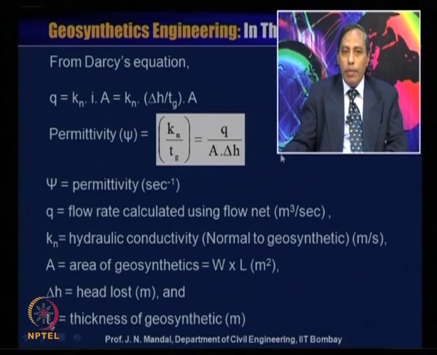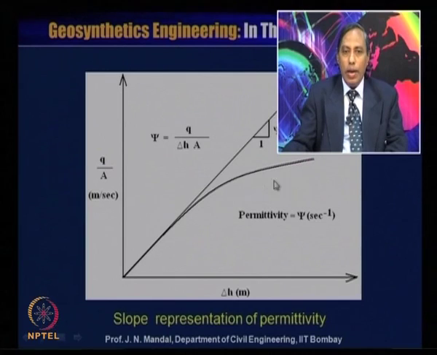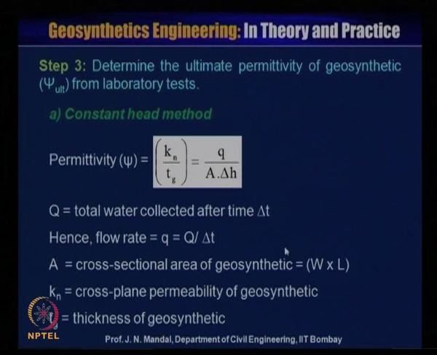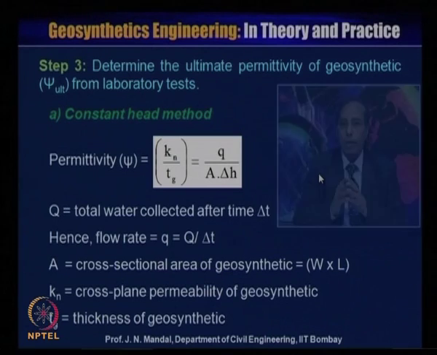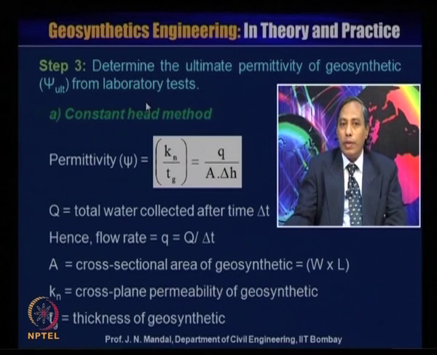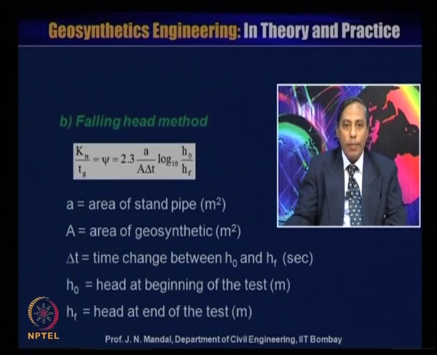So you can remember this equation, permittivity psi is equal to Kn by Tg is equal to Q by A into delta H. We have derived this earlier, and from that you can get the slope representation of the permittivity, which we have covered. Now step 3, determine the ultimate permittivity of geosynthetics, psi ultimate, from the laboratory test. This is the constant head method. You can determine permittivity psi equal to Kn by Tg equals Q by A into delta H, which we have derived earlier.